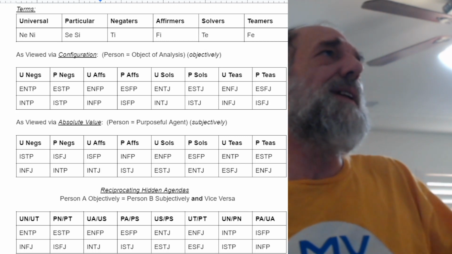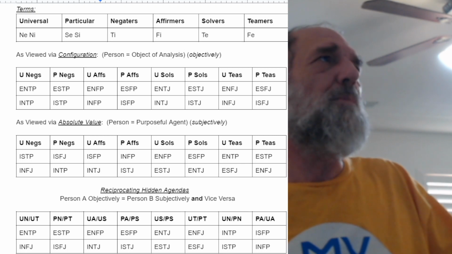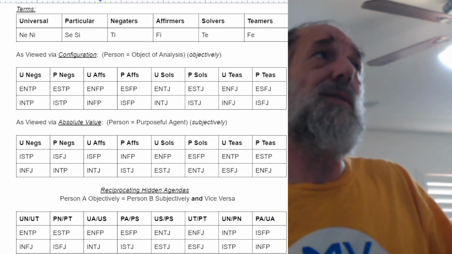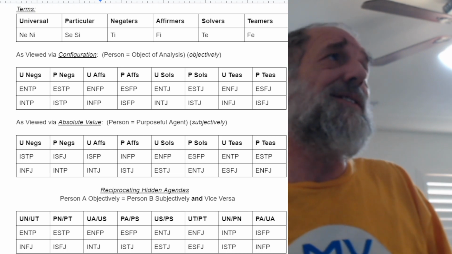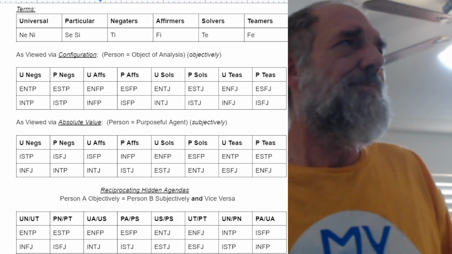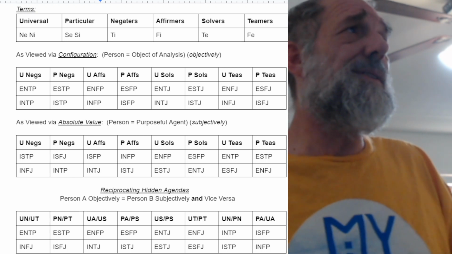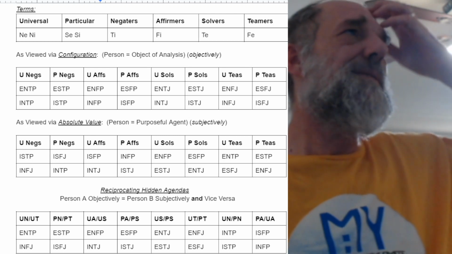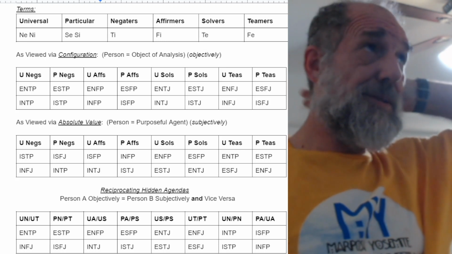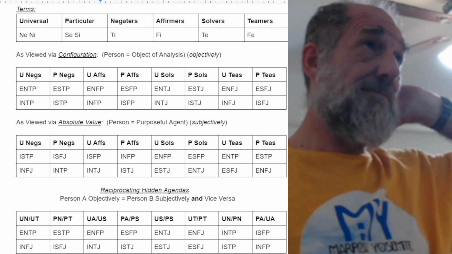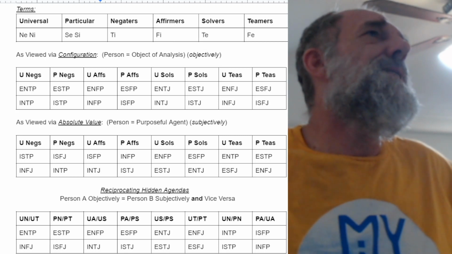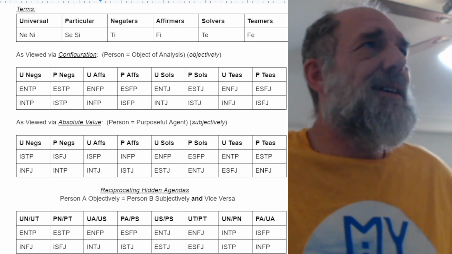So for the universal negators and universal team players, that's ENTP, INFJ. For particular negators and particular team players, that's ESTP, ISFJ. For universal affirmers and universal solvers, that's ENFP and INTJ. For particular affirmers and particular solvers, that's ESFP and ISTJ. For universal solvers and particular solvers, that's ENTJ and ESTJ. For universal teams and particular teams, that's ENFJ, ESFJ. And for universal negators and particular negators, it's INTP, ISTP. And for particular affirmers and universal affirmers, that's ISFP and INFP.